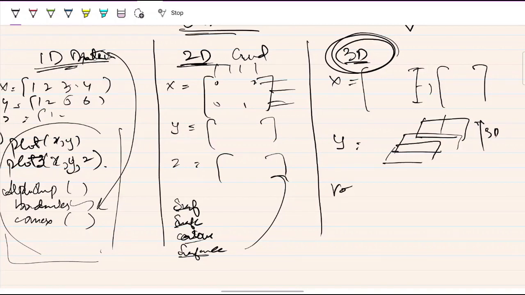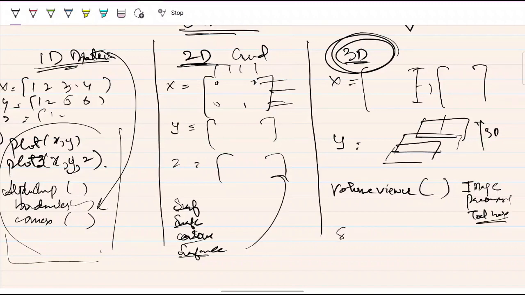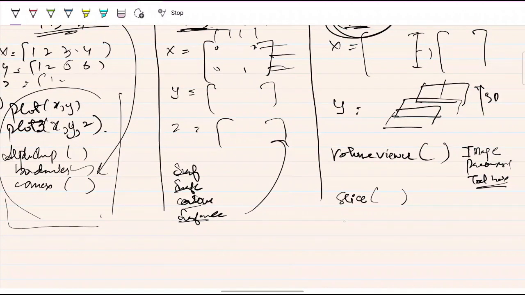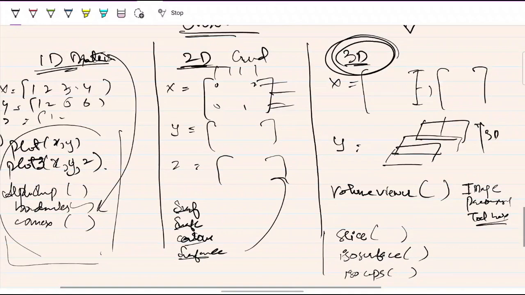The most important one is volume viewer. It can take a 3D matrix. This is an app in Matlab. It can be downloaded by downloading the Image Processing Toolbox. We can also use slice. I will show you what slice does. We can also use isosurface. We can also use the isocaps function to view a 3D surface.